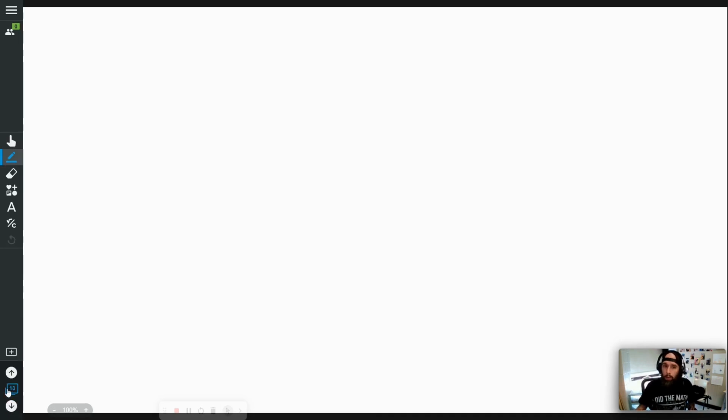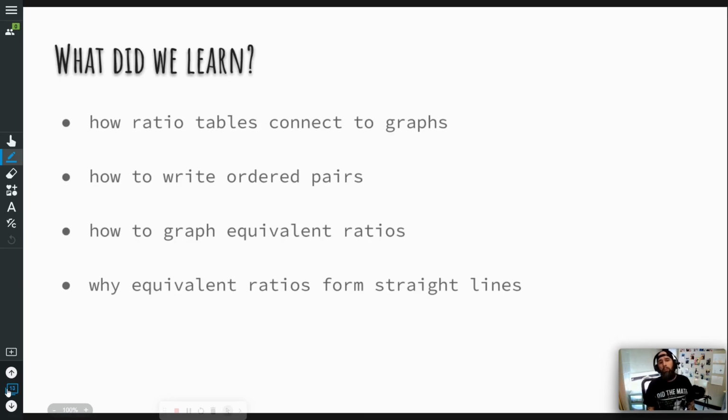Well, Kelsey, what did we learn today? Well, we learned how ratio tables connect to graphs. They create a straight line that goes through 0, 0 if you were to connect the dots. We learned how to graph ordered pairs. Start with the first number, move to the right, then move up based on the second number, x then y. How to graph equivalent ratios. We saw that they create, like I said, straight lines. And why equivalent ratios form straight lines. Do I need to repeat myself?